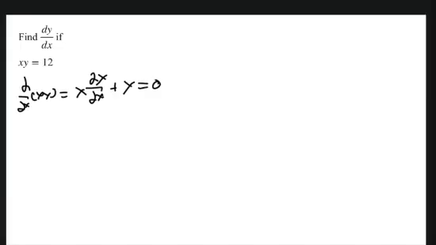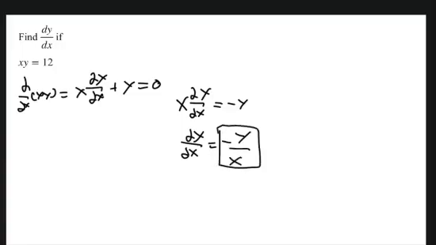It's already written in the form we need. Okay. We solve for dy/dx. So we subtract y, and we divide by x. So then the derivative is just negative y over x. This is a good reminder that implicit differentiation often uses regular derivative rules as well. Let's move on to the next question.